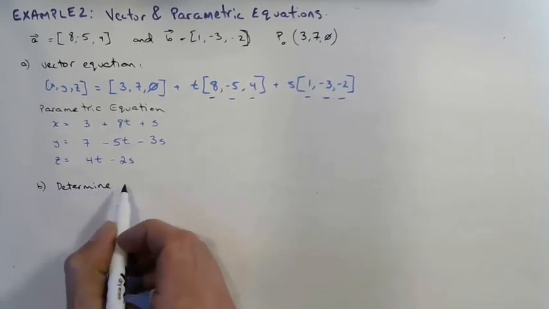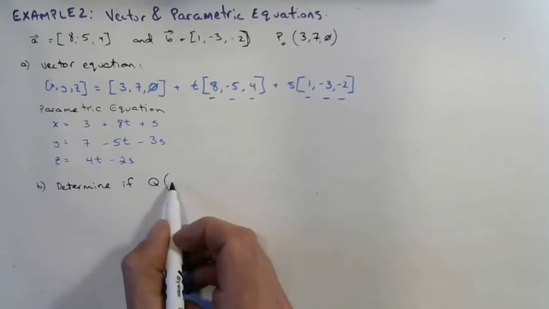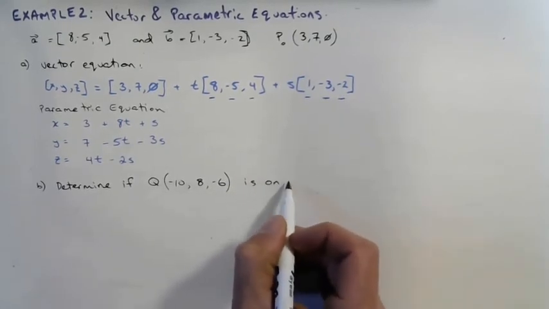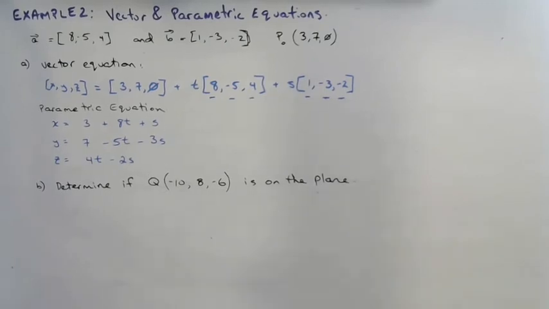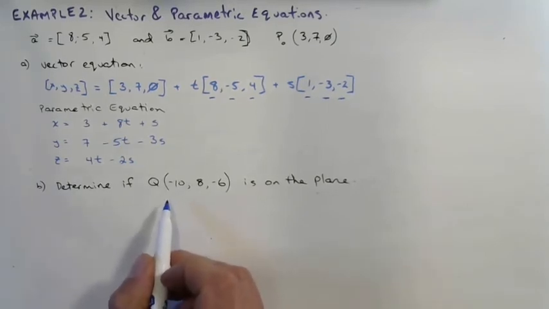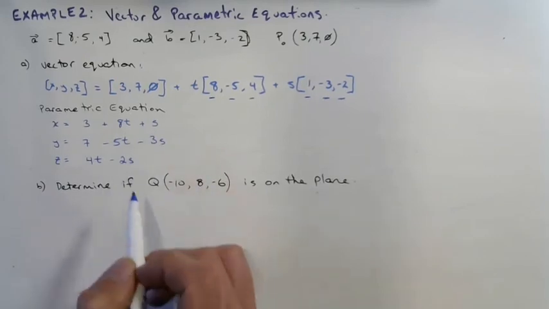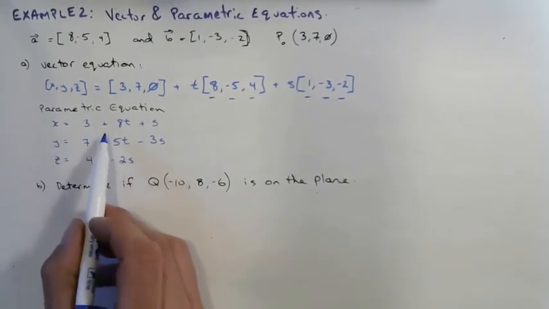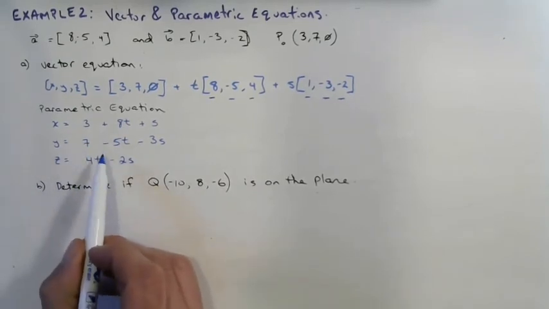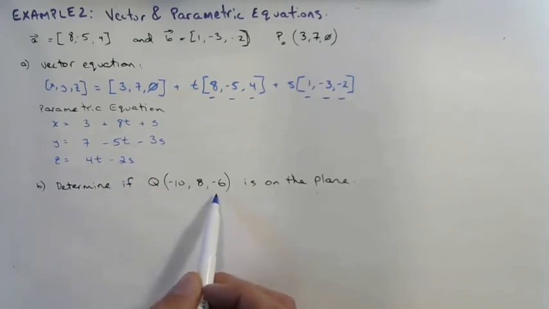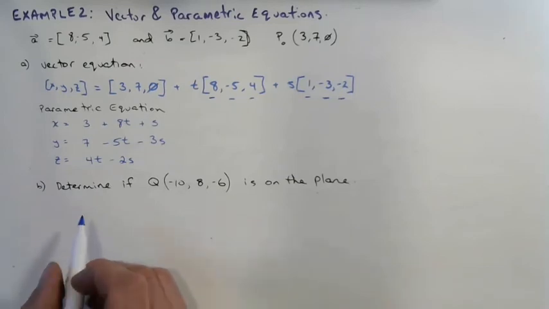In B, we're going to determine if the point Q, which is given as (-10, 8, -6), is on the plane. Okay, we know how to do that. Basically, what we need to show is that there exists a set t, s where all of these t's are the same and all of these s's are the same, such that 3 plus 8t plus s equals -10, 7 minus 5t minus 3s equals 8, and 4t minus 2s equals -6. So we're going to have 3 equations and 2 variables.